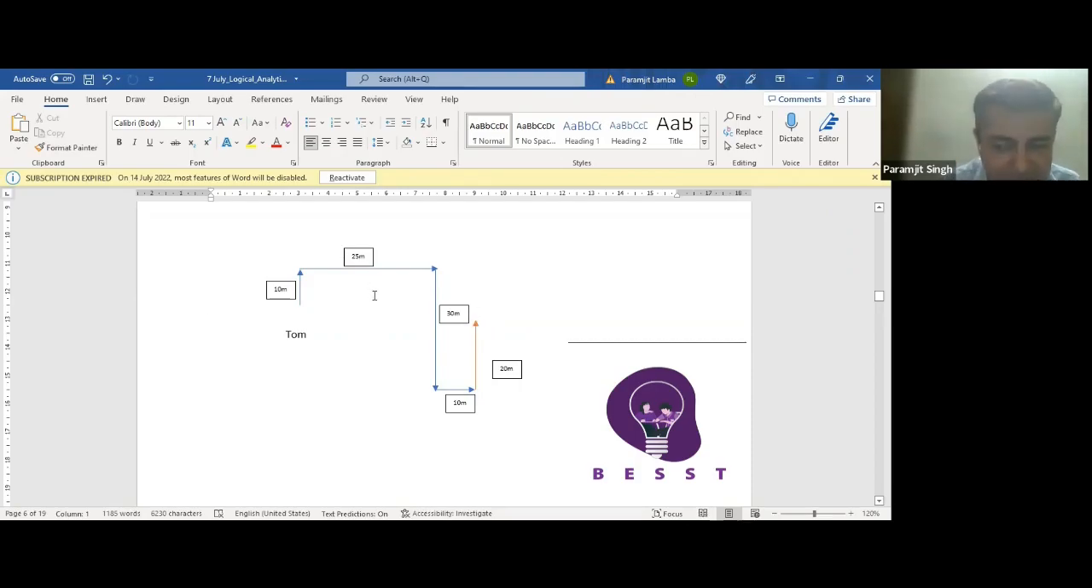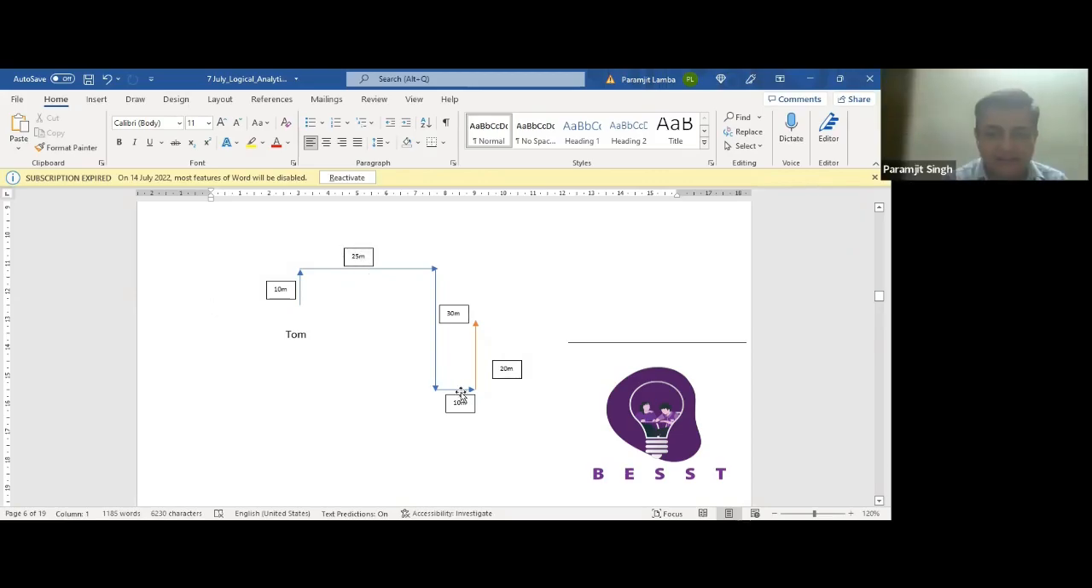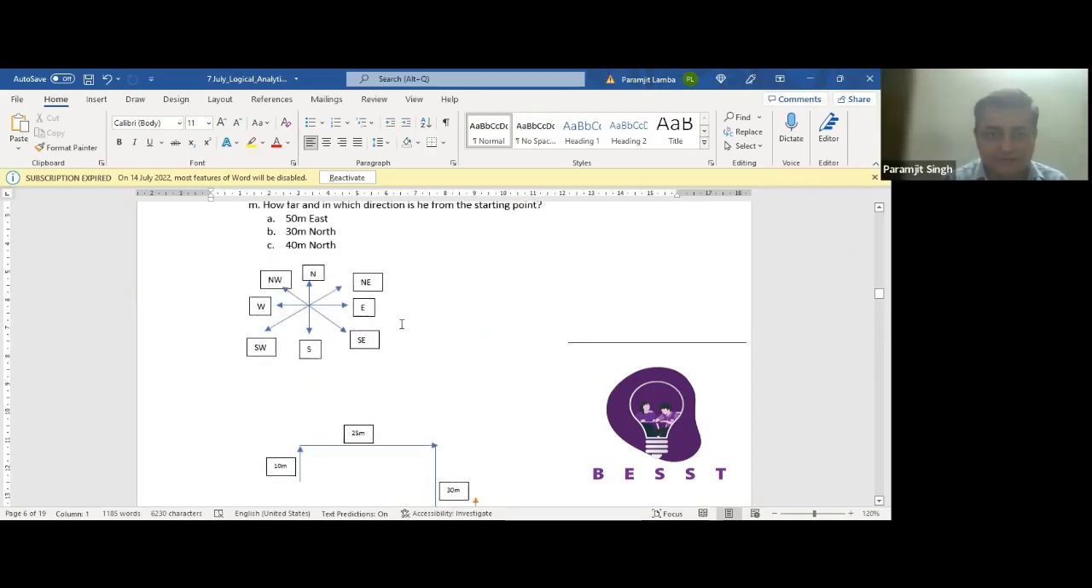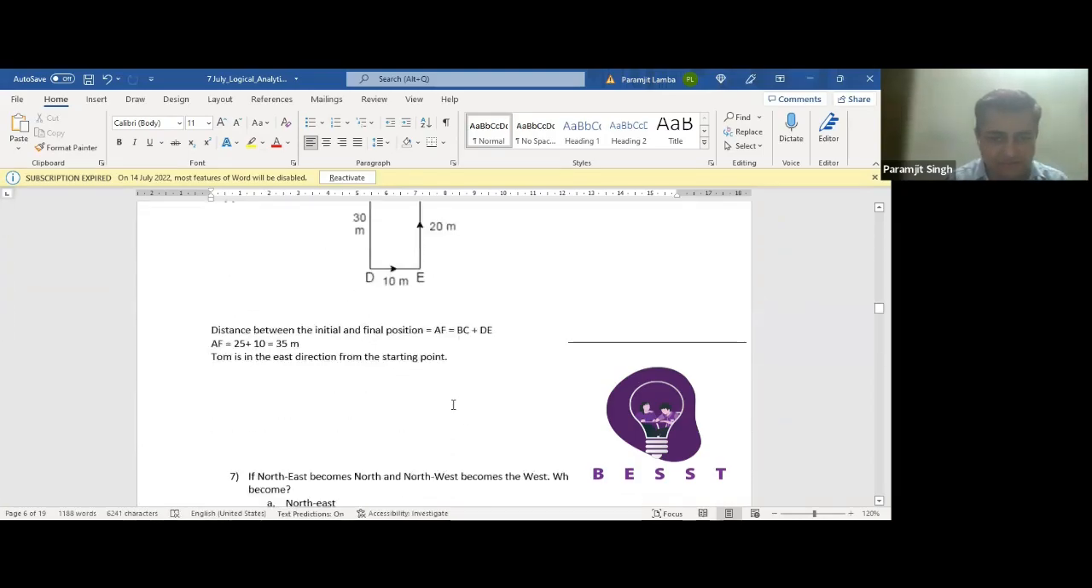How did you come at 35 meters? So 25 plus 10, 35. Yes, this 25 meter plus this 10 meter is equal to 35 meters. So the answer is 35 meter east. Correct. This is the right answer. So you got a general outlay of how to decide directions. Now move to the next question.